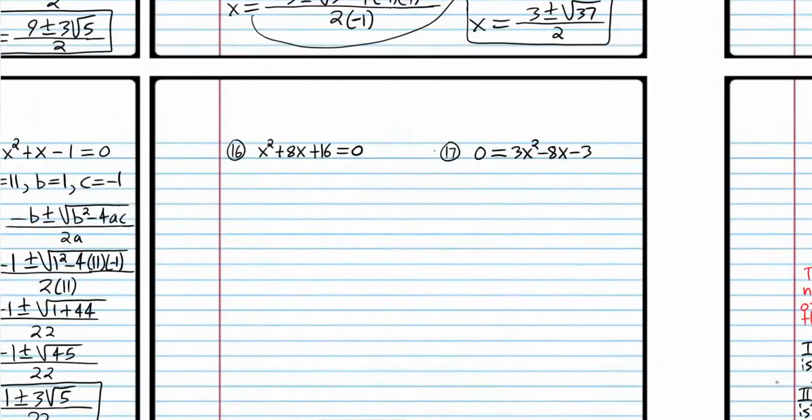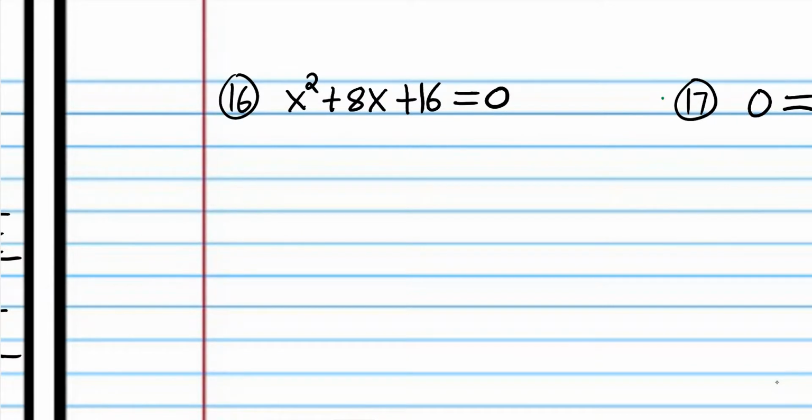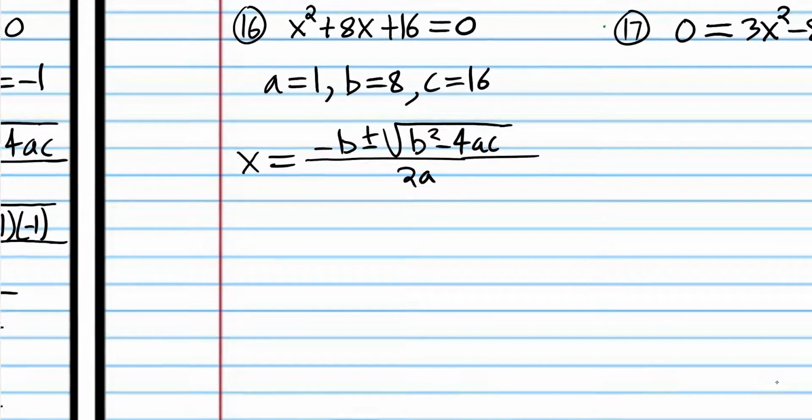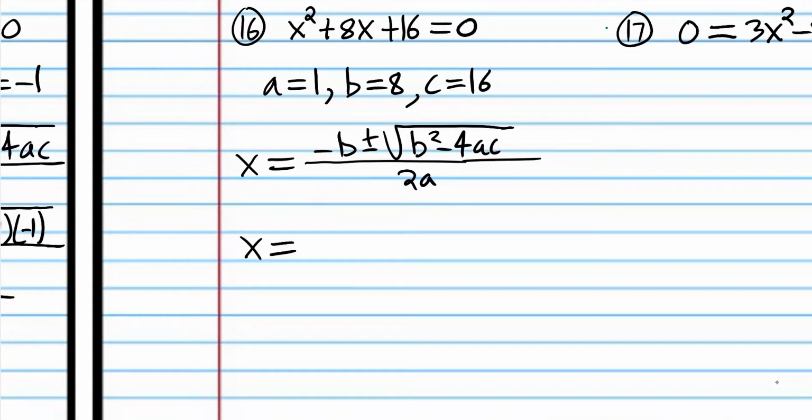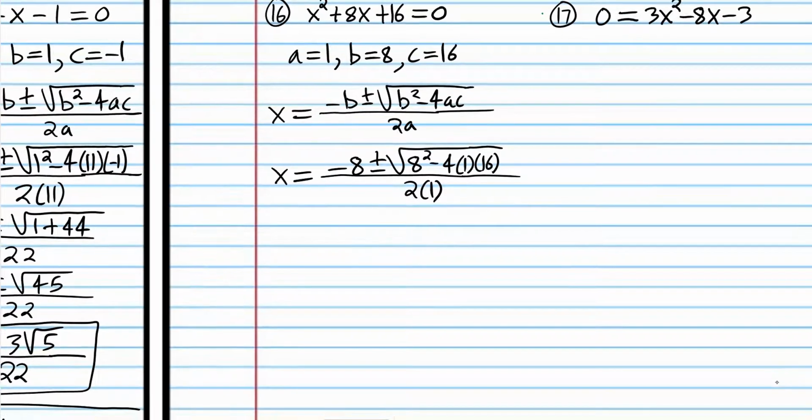Okay, so let's try one more of these. Something interesting is going to happen on this problem too. So let me label the coefficients, and I'm going to write the formula as usual. And what you're going to find is that there's only one solution to this quadratic equation because something special is going to happen. And we're going to simplify.